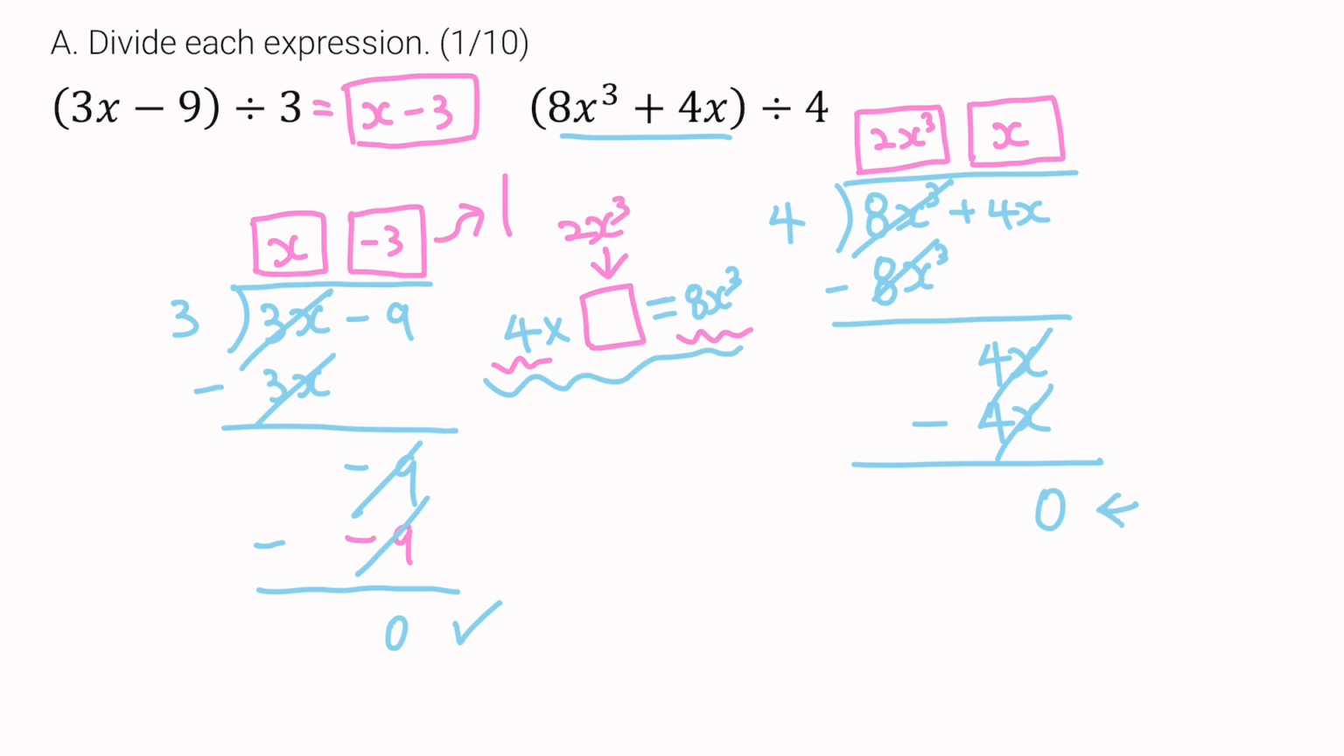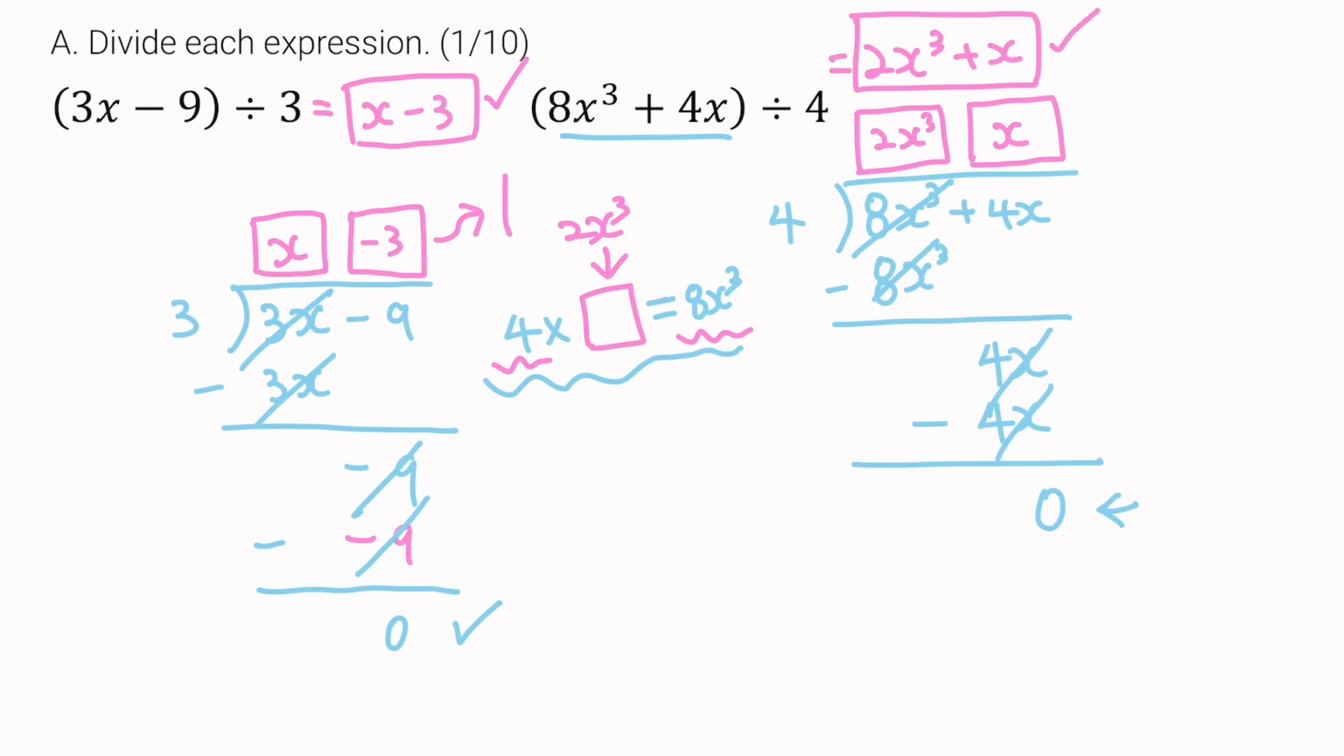So my final answer will be just these two numbers combined, and I'll rewrite it right here. It's 2x cubed plus x. And that's going to be my final answer, so I'm going to box it like that. So these were our final answers.